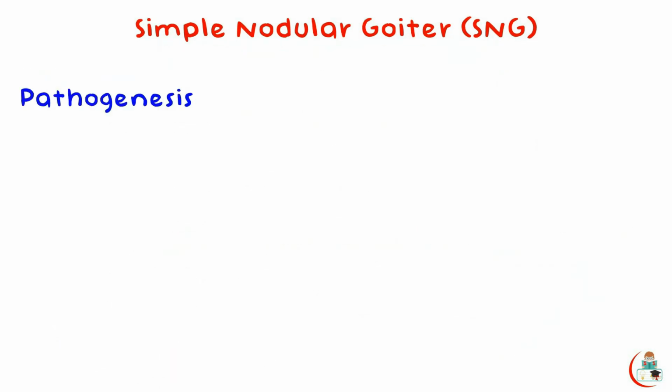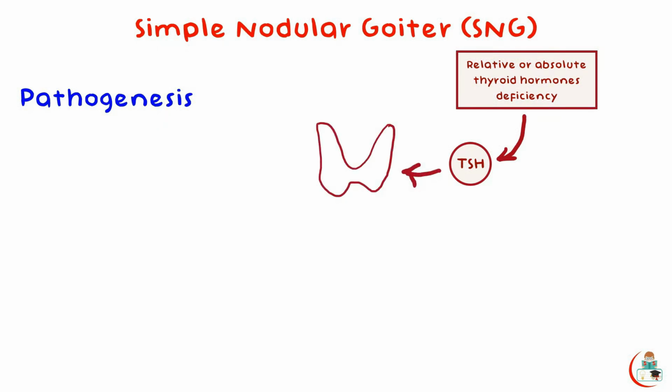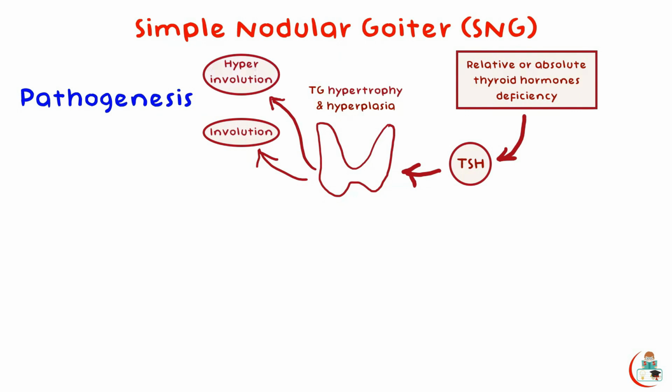Pathogenesis. Relative or absolute thyroid hormones deficiency leads to resistant TSH elevation that produces hypertrophy and hyperplasia of all the follicles of the thyroid gland. This is the stage of diffuse hyperplasia or simple physiological goiter. If iodine requirements are satisfied, the follicles undergo involution or even hyperinvolution, and this is the stage of colloid goiter.